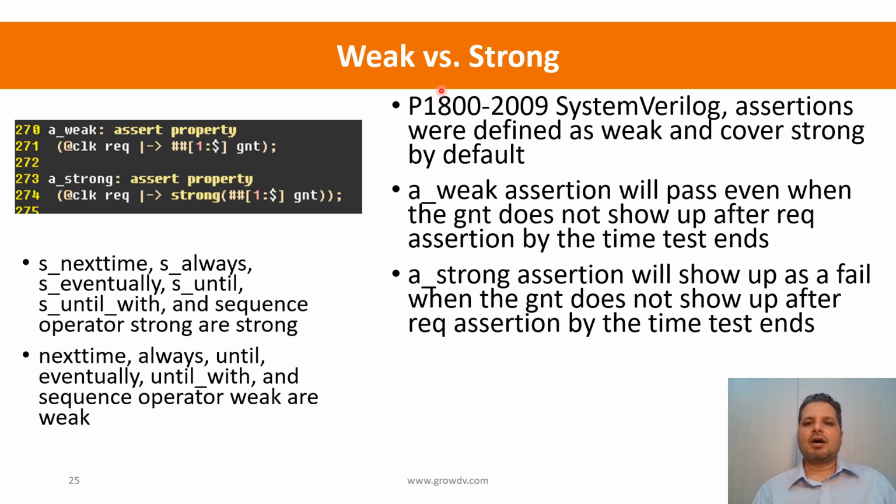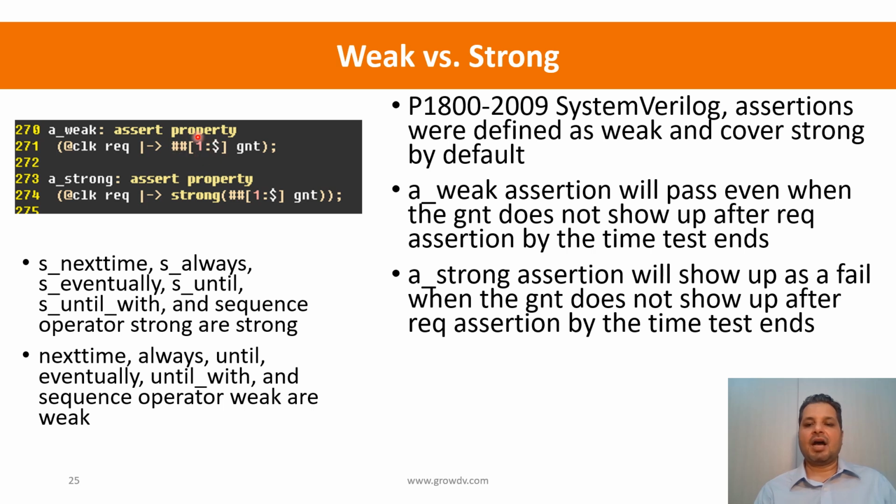So the next operator is the operator called strong. There have been three versions of the LRM released so far. One is the 2005 SystemVerilog LRM, then 2009, and then we have one in 2012 where it became an IEEE standard. In the 2009 LRM onwards, if you wrote a property using an implication operator, then it was considered by default a weak property. What that means is that if a request came in, and I have an unbounded range, then if the consequent doesn't show up, that is in this case the grant doesn't show up, still the property will pass, because it is weak.